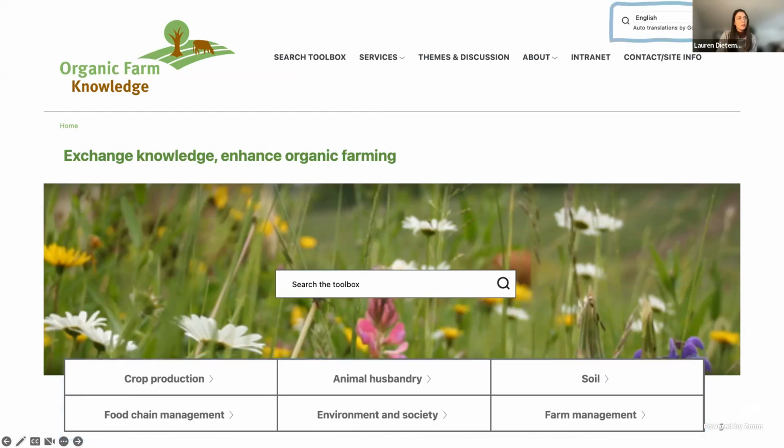The platform is available in 14 major European languages. Simply change the language using the drop-down menu in the upper right-hand corner and select your desired language.